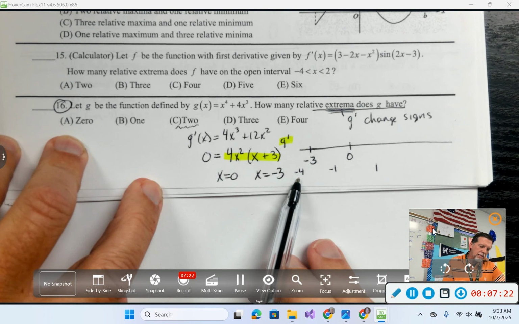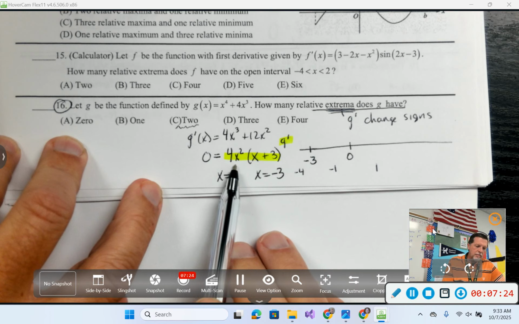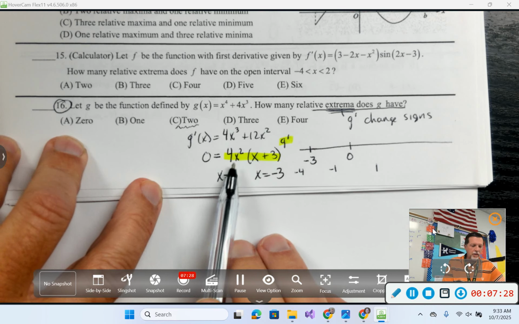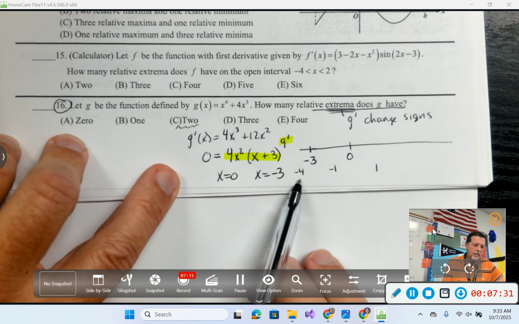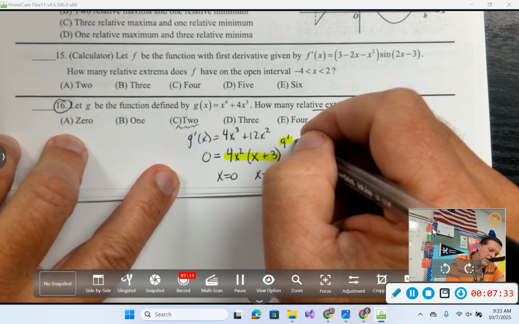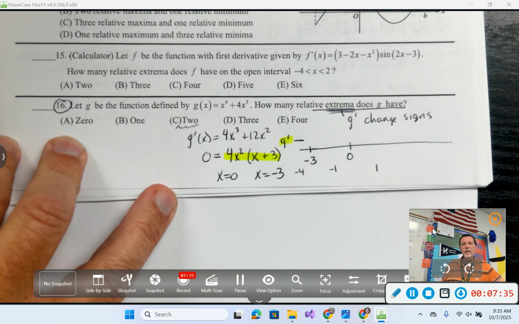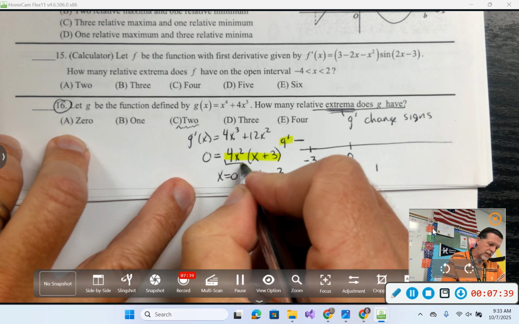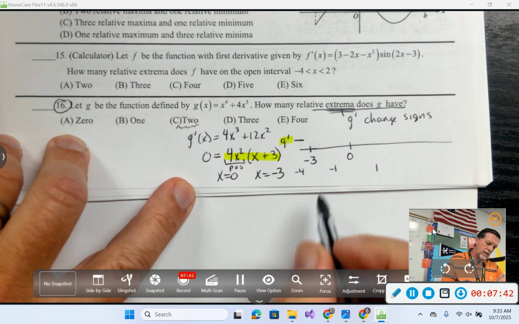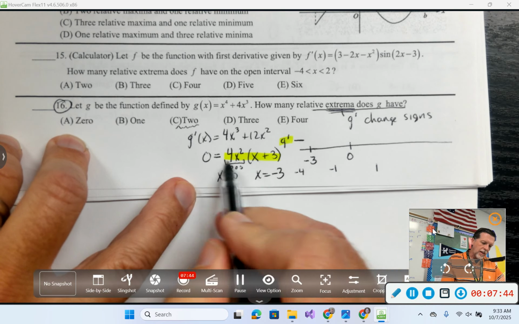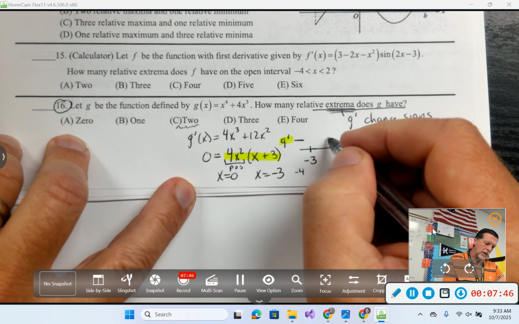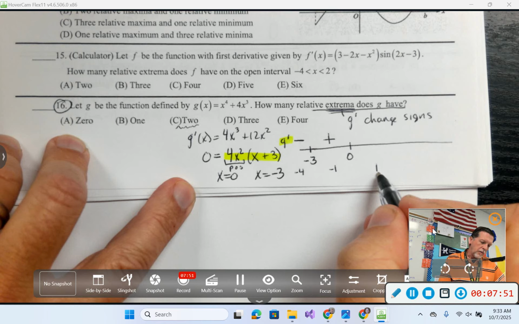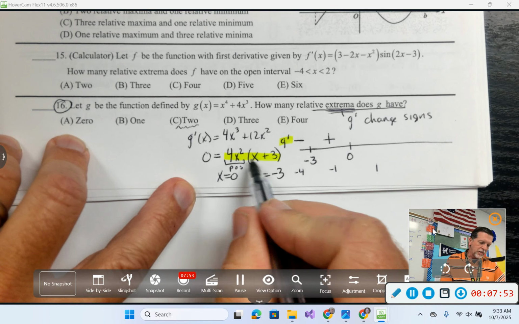If I plug in negative 4, square it, multiply by 4, it's really big, but I don't really care. It's positive, that's what matters. And then negative 4 plus 3 is negative, so it's negative right there. Plug in negative 1. In fact, this piece is always going to be positive. If I plug in negative 1, that's positive. Negative 1 plus 3 is positive. Positive on that interval. And if I plug in 1, it's definitely positive, positive, positive.